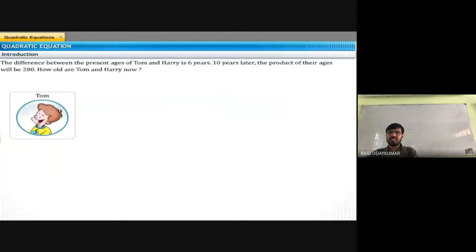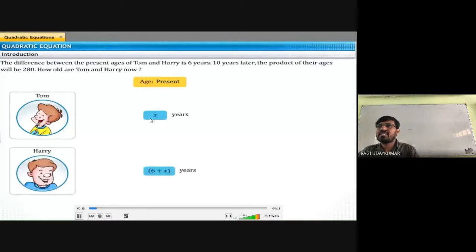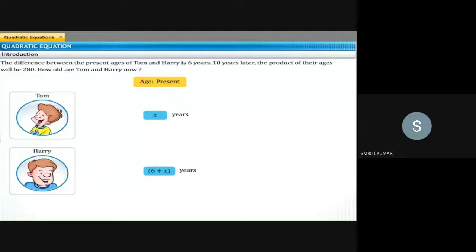So first, the question we have discussed, let us see here. The difference between the present ages of Tom and Harry is 6 years. After 10 years, the product of their ages is 280. Let us consider the present age as X. Tom's present age you consider X, then Harry's present age will be X plus 6.